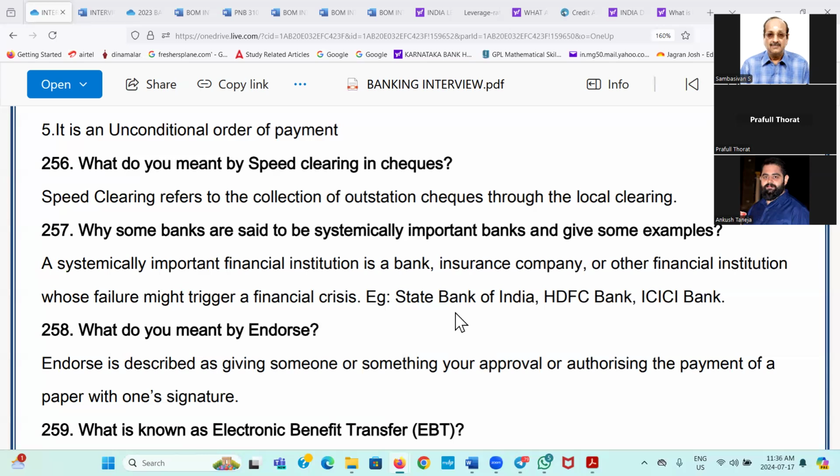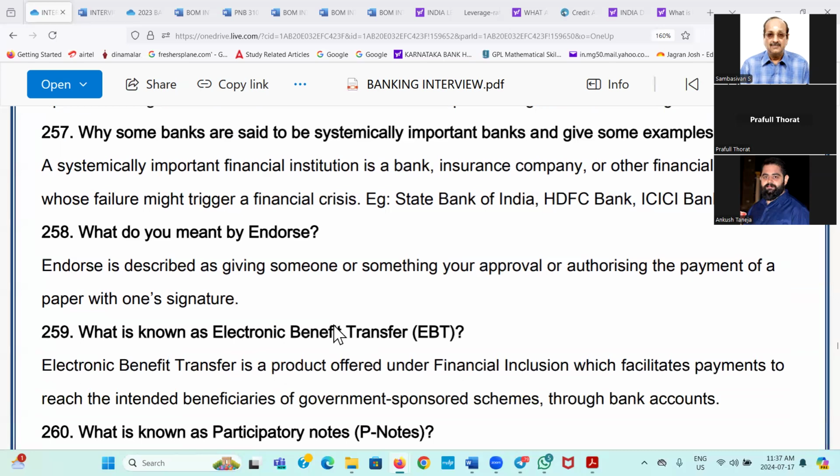257. Why some banks are said to be systemically important banks and give some examples. A systemically important financial institution is a bank, public insurance company, or other financial institution whose failure might trigger a financial crisis. For example, State Bank of India, HDFC Bank, ICICI Bank. Systemically. Good.